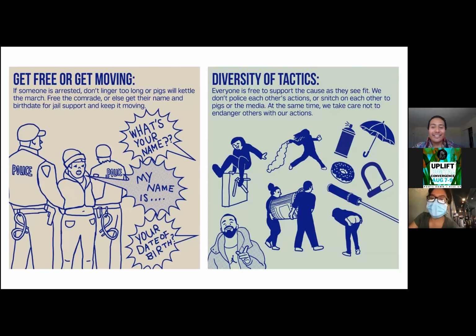Get free or get moving. If someone is arrested, don't linger around too long, or the pigs will kettle the march. And this is usually good: free the comrade, or else get their name and birthday for jail support and keep it moving. That's usually good to do during and after the action.